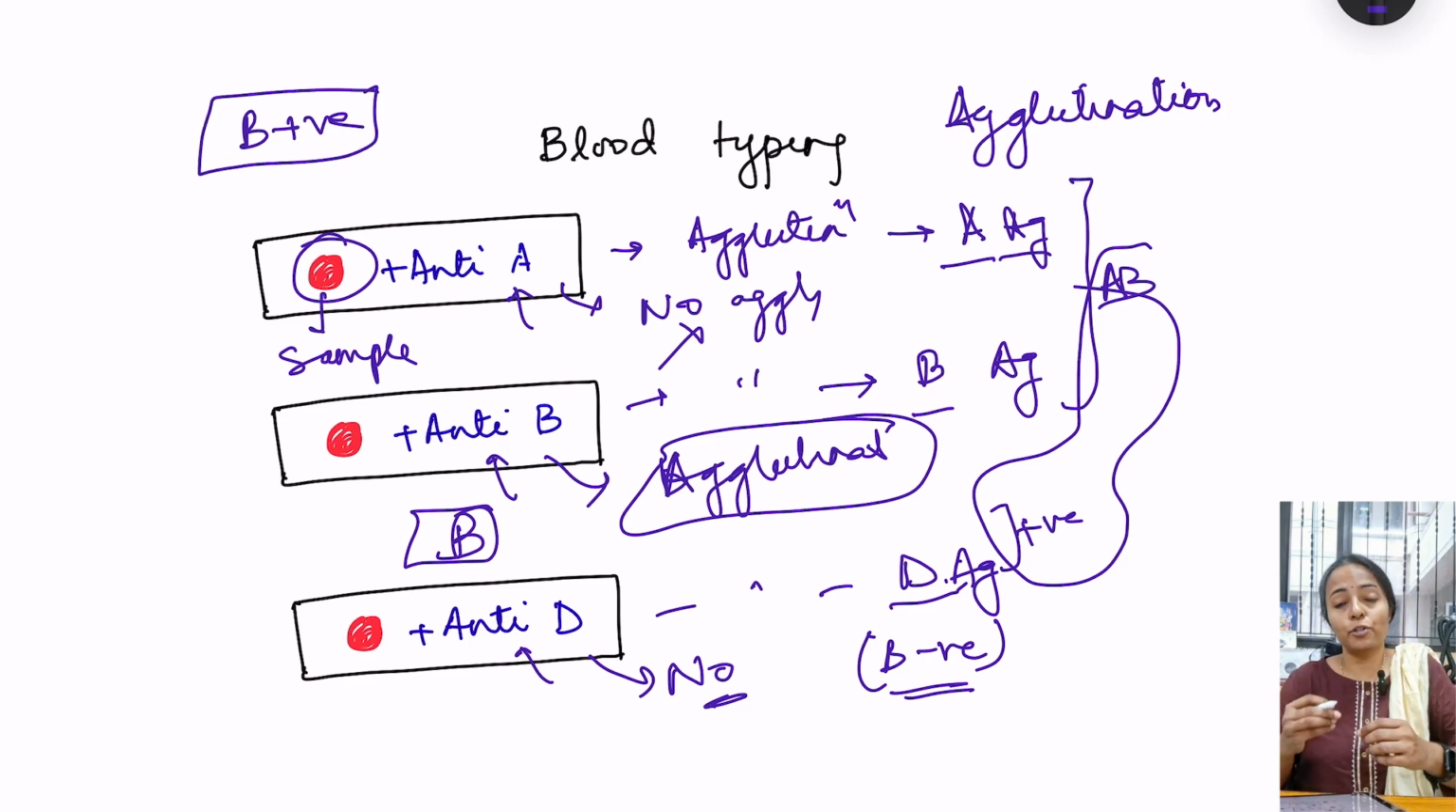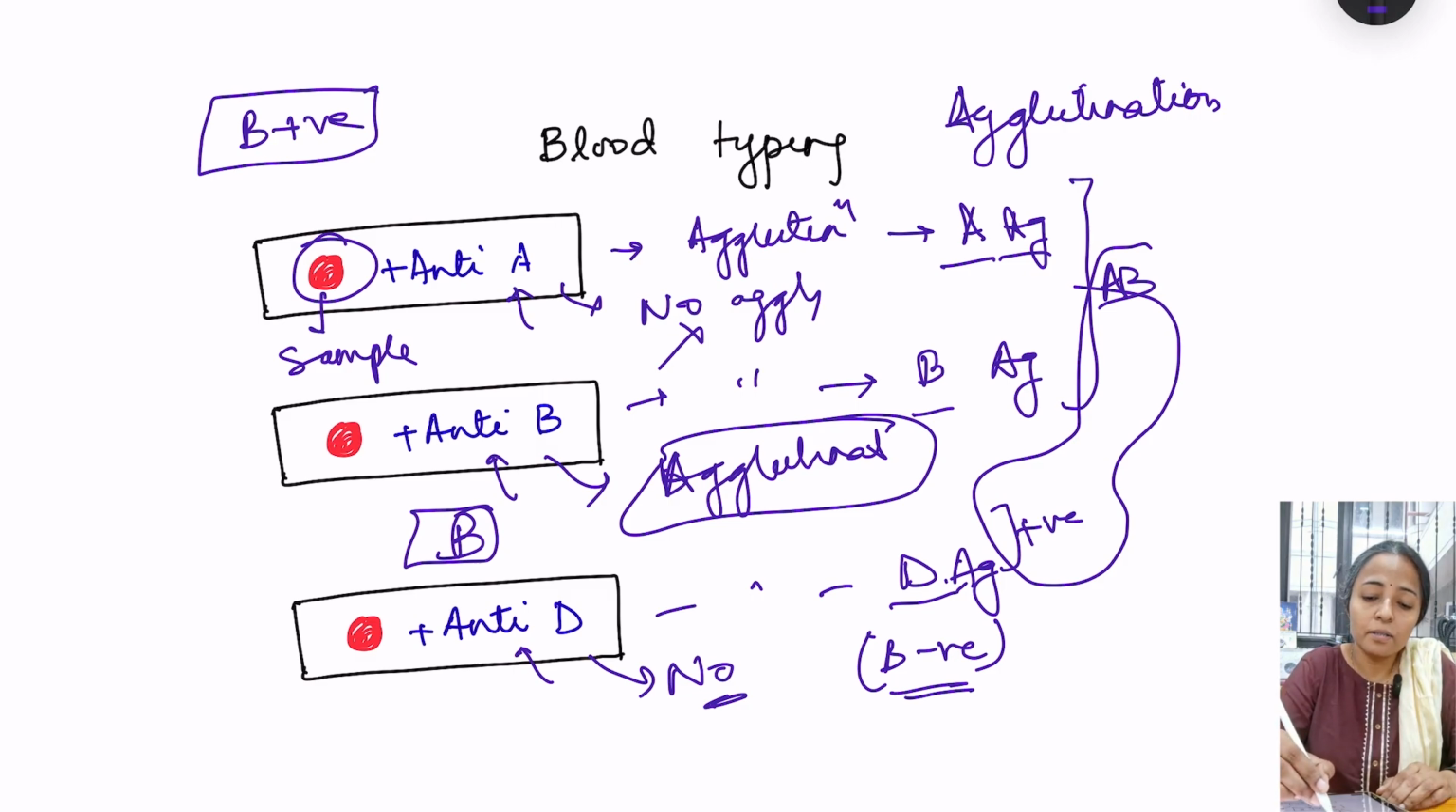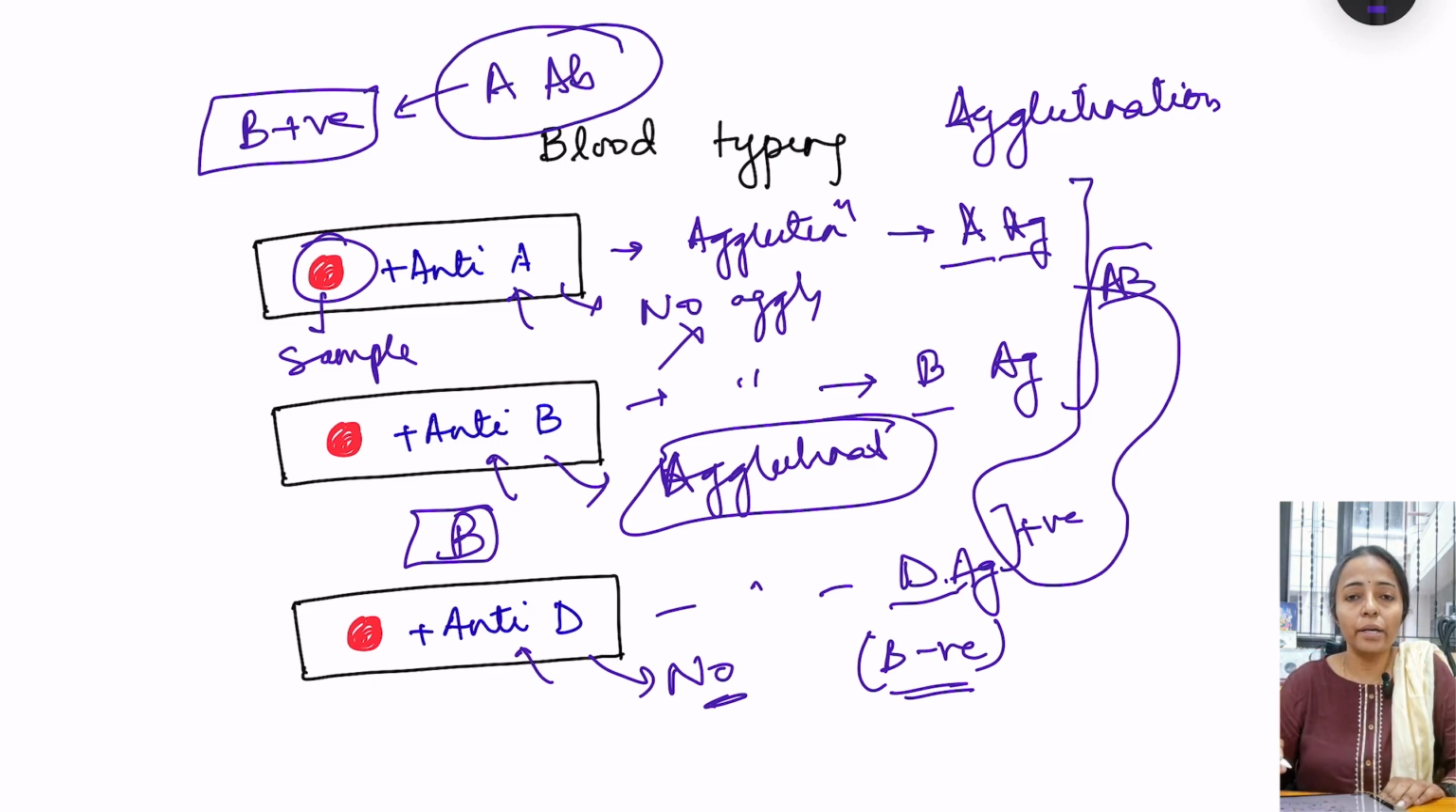Now, which blood should I give to the person? Can I take blood from any person and give it to him? No, it is not possible. Why? Because this person has A antibodies. That is based on Landsteiner's law, as I told you, right? So I have to give a blood such that these A antibodies do not react with the blood.